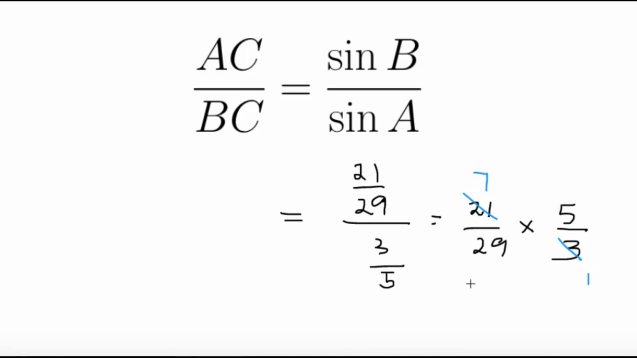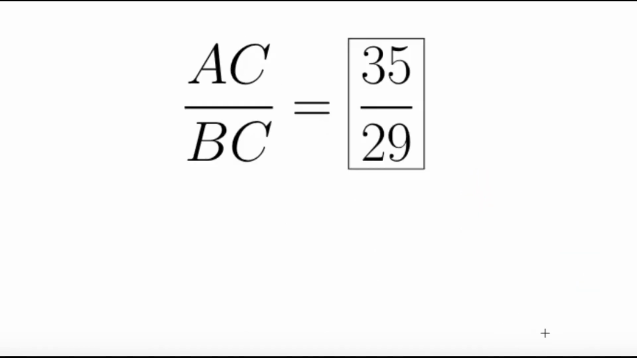So we would get the final ratio of AC to BC. It's 7 times 5, so 35, divided by 29 times 1, which is 29. And thus we arrive at our final answer: AC over BC equals 35 over 29. And this is indeed our final answer.